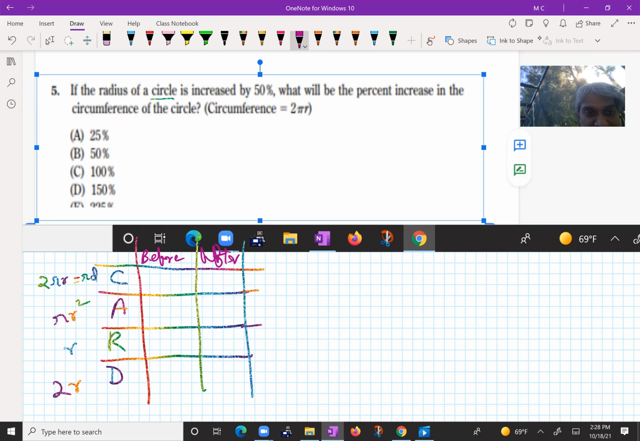I'm actually going to change this question a little bit. I'm going to change this circumference to area, and we'll throw these answers out. Now, what do we know? We only know that the radius went up 50%.